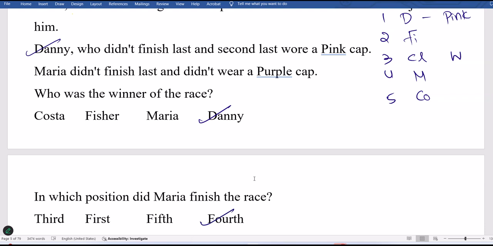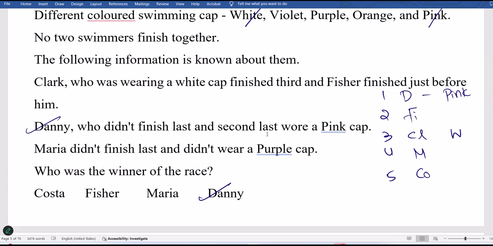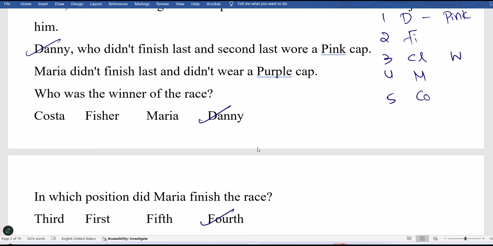The question is not regarding the color. Color discussion is not asked because there are a lot of things yet to finish. Mary doesn't want purple, but there is a chance. Violet or orange is a chance for them. So still, color-related we cannot complete with the given data, but the arrangement we are done. Who was the winner of the race? See, they mentioned color just to confuse. Their question is related to who was the winner of the race, which is Danny.